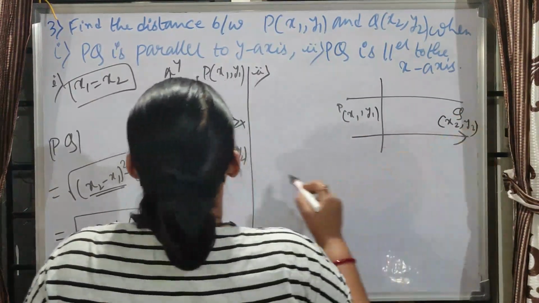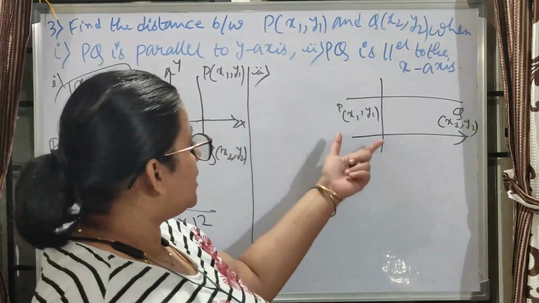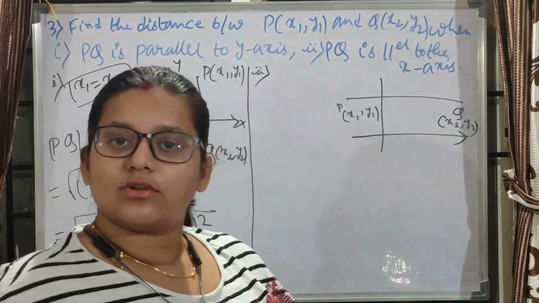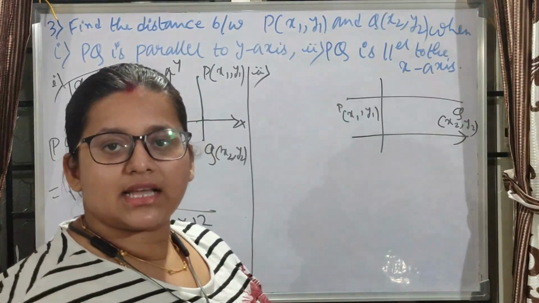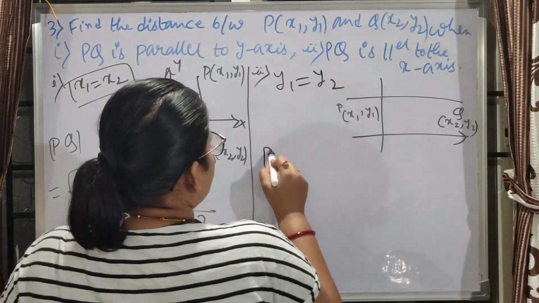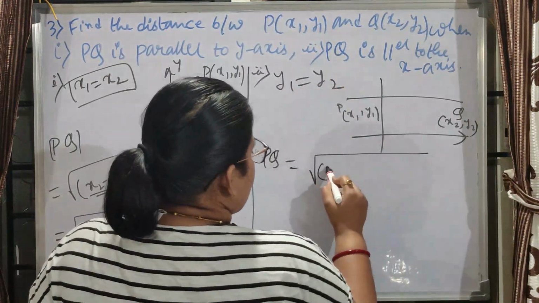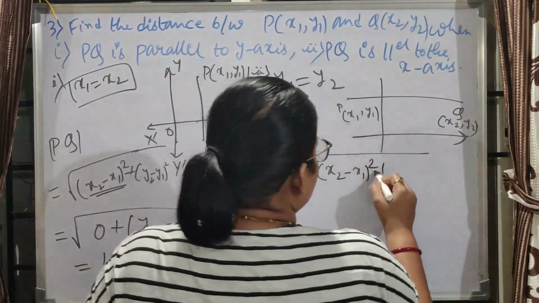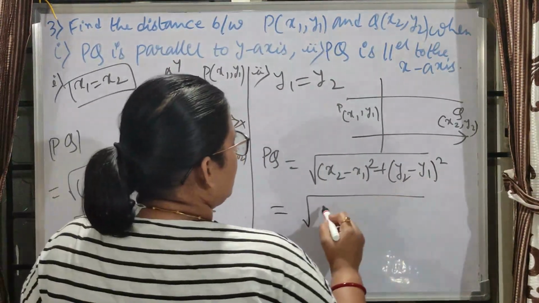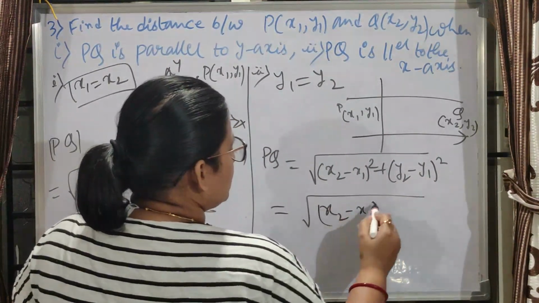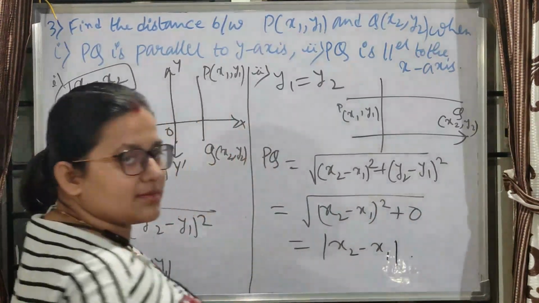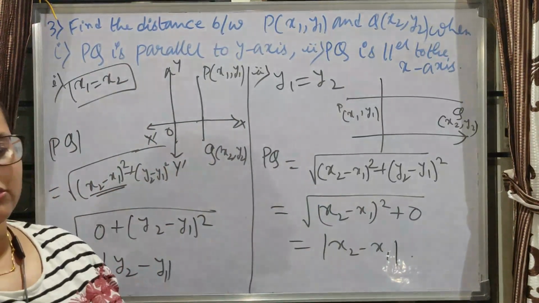This is a very important problem for the board exam purpose, and the state board exam purpose also. So here y1 and y2 will be equal because it's parallel to the x-axis. So the y value will be constant. So the distance will be the square root of (x2 minus x1) whole square plus (y2 minus y1) whole square. Since y1 and y2 are equal, that is (x2 minus x1) whole square plus 0, so mod of x2 minus x1. Okay? Yeah, we'll do the last problem.